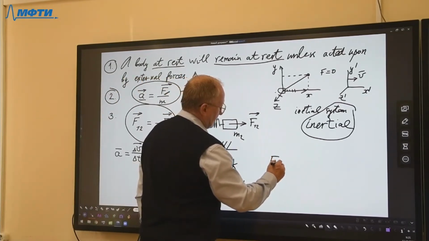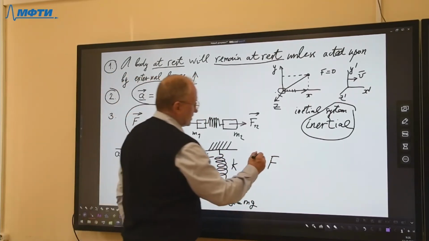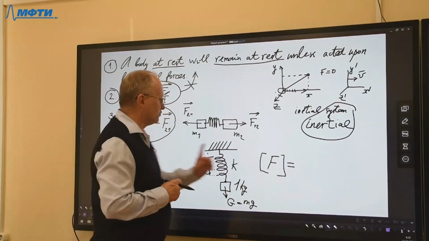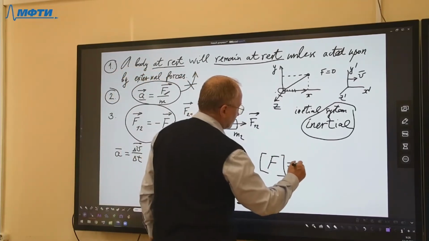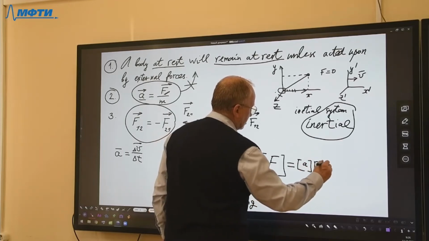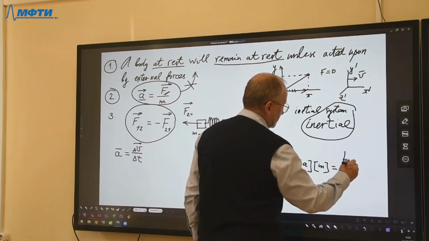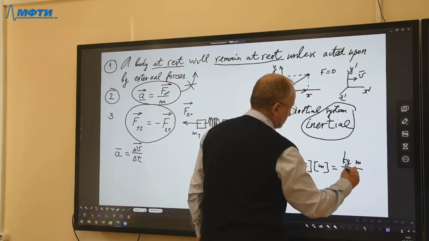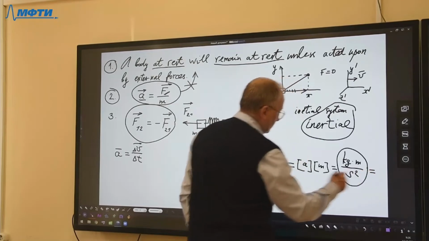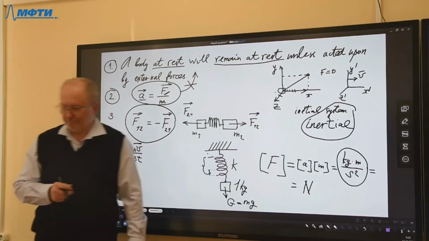Force. If we consider the unit of measurement of force, I would denote it in this way. This is not a force. This is a unit of measurement of force. Then the unit of measurement of force will be the unit of measurement of acceleration times the unit of measurement of mass. Mass is measured in kilograms, and acceleration is measured in meters per second squared. So this unit of measurement is known as a Newton.